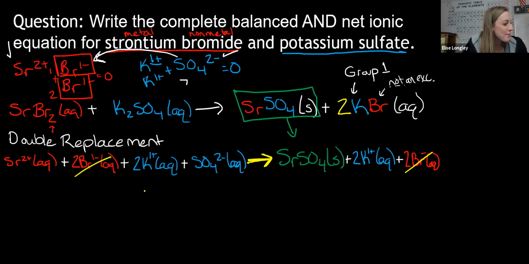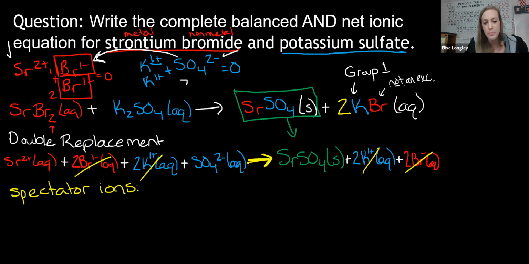Yes, 2Br minus aqueous, 2Br minus aqueous, the same for K plus. So our spectator ions are ions that showed up to the equation and left the equation exactly the same. They were there, but they didn't participate. So it is Br minus and K plus as our spectators.